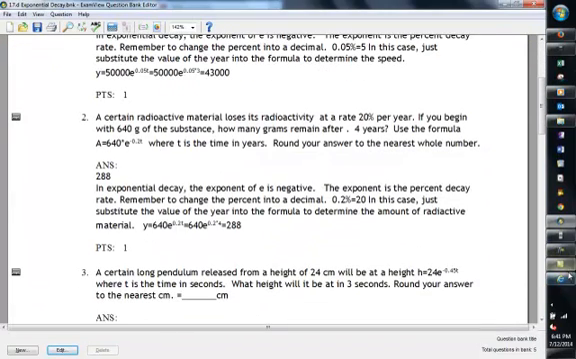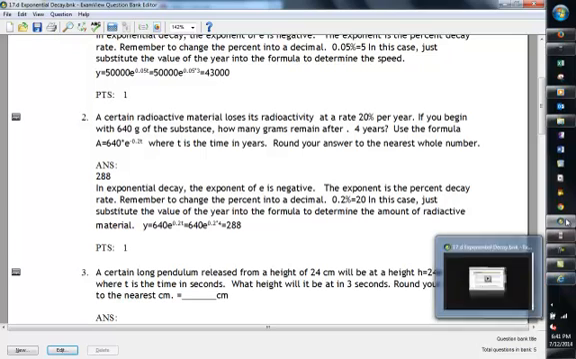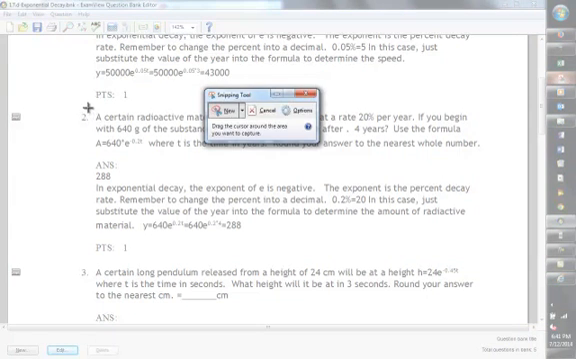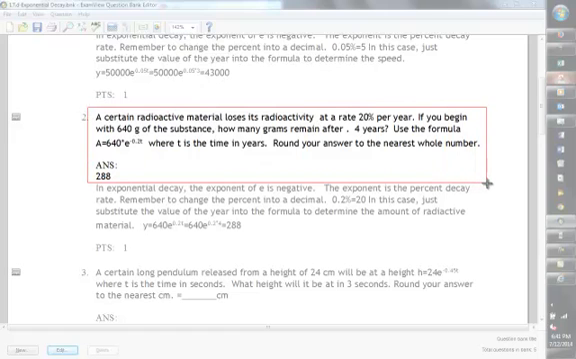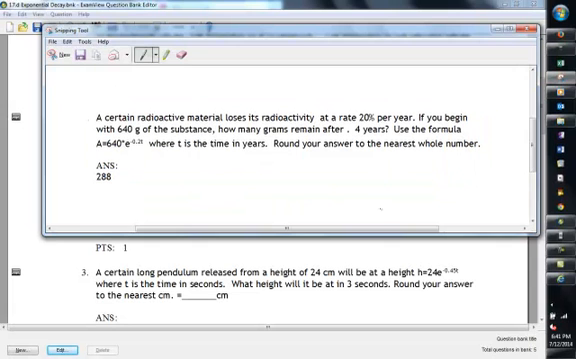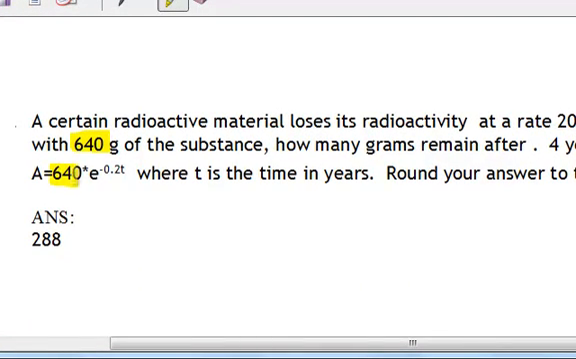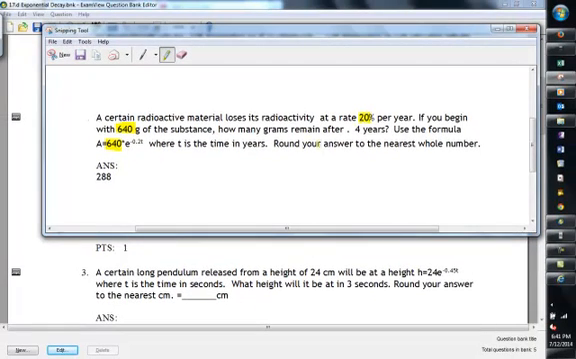A certain radioactive material loses its radioactivity. It decays at a rate of 20% per year. After how many grams will remain after 4 years? I don't know what that decimal point is doing in there. Use the formula 640. Note our coefficient is the same, and it says 20% per year, so that's where the 0.2, and it decays, so that's negative.